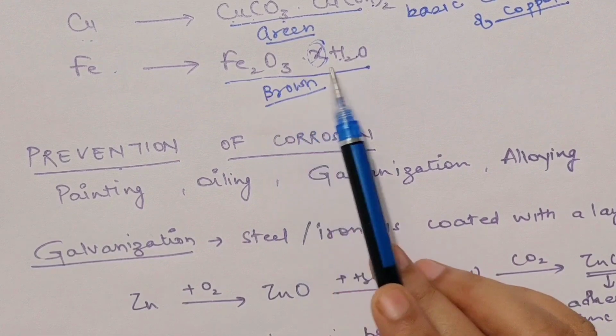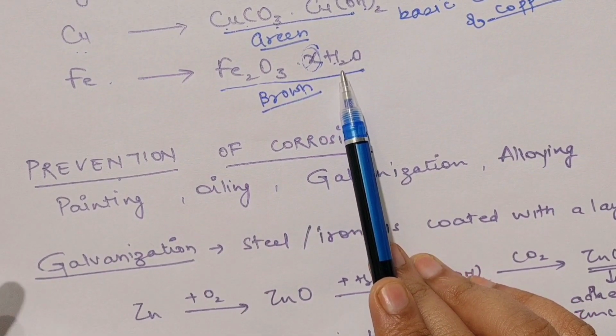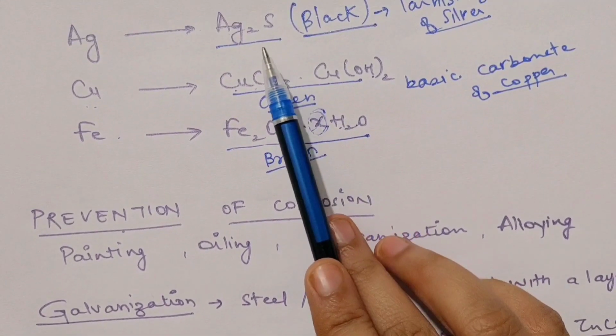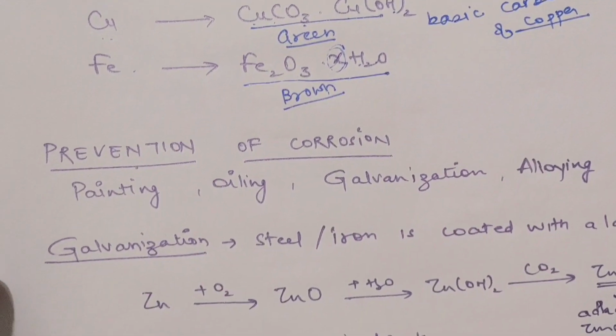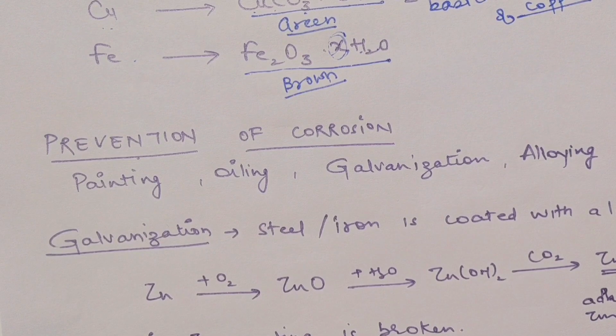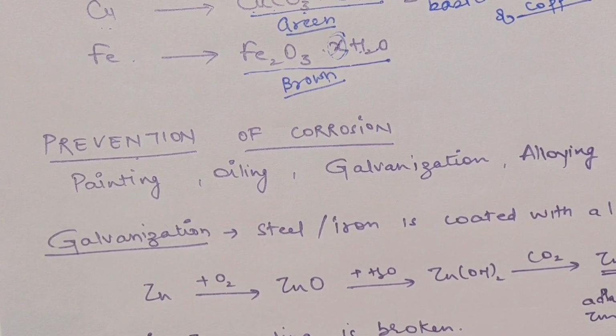Corrosion of iron is called rusting. Corrosion of silver is called tarnishing. Now, prevention of corrosion. Prevention of corrosion is a billion-dollar industry. It's very, very important that corrosion is prevented at all costs.